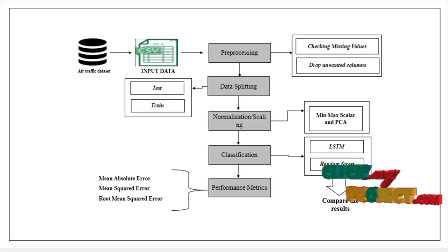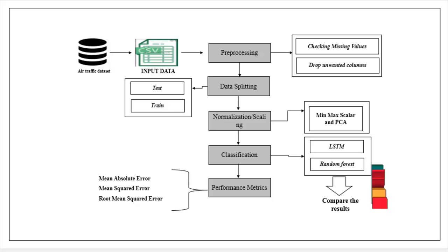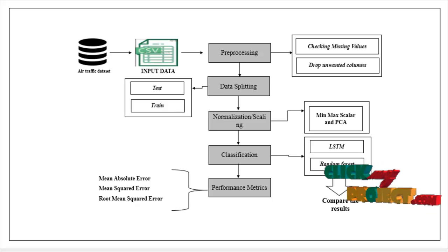Now we are going to see the flow of our project. Here we take the data set as input. The data set name is air traffic data set. The data set was collected from dataset repositories like Kaggle, UCI and GitHub and so on. After that, the selected input data set is carried out to the pre-processing step.